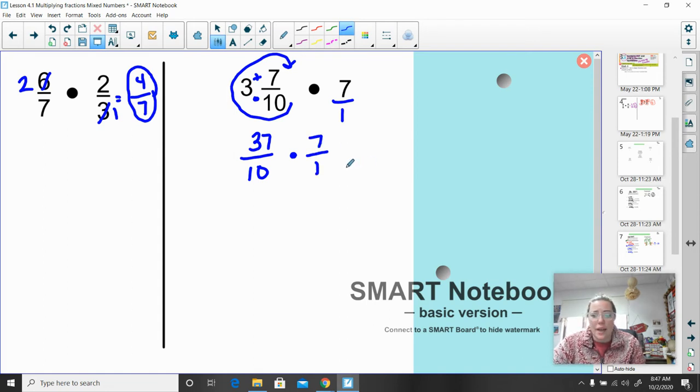Now I want to check, can I cross simplify? 30 and 7 and 1 don't have any common factors that would make them smaller. 7 and 10 don't have any common factors, so they're actually as small as they're going to get.